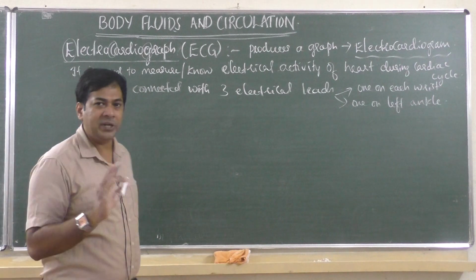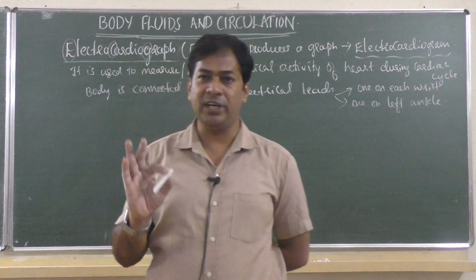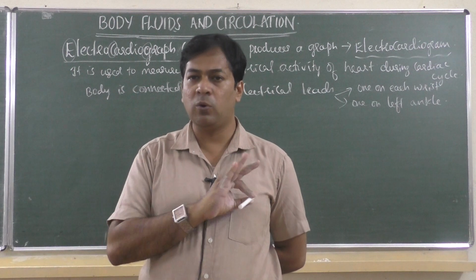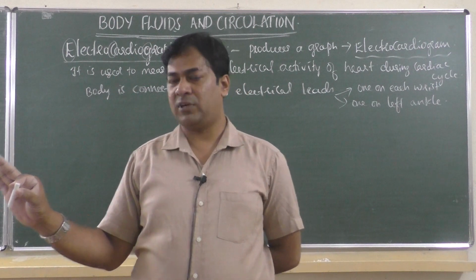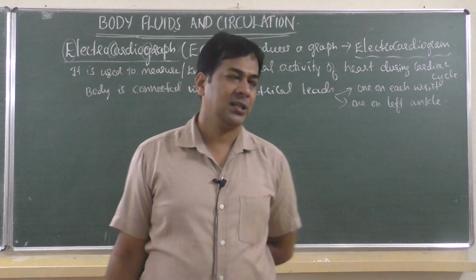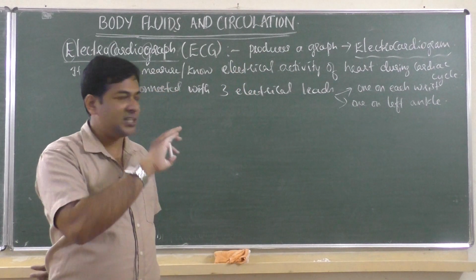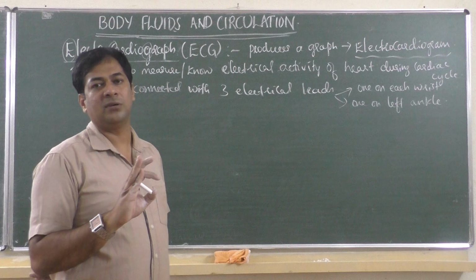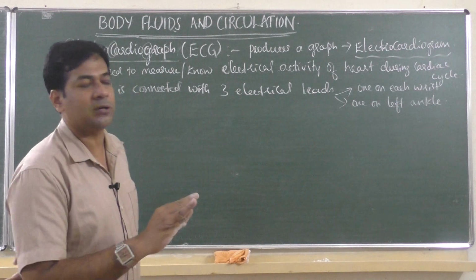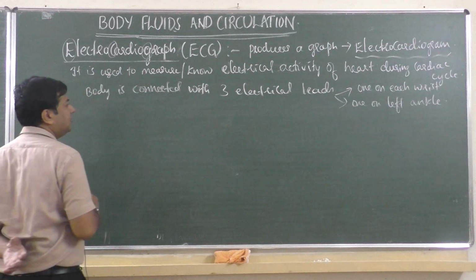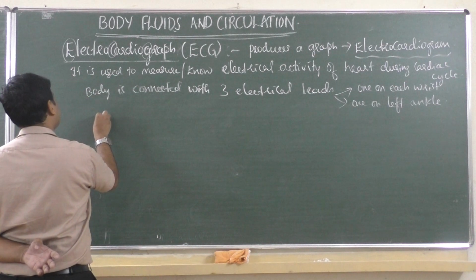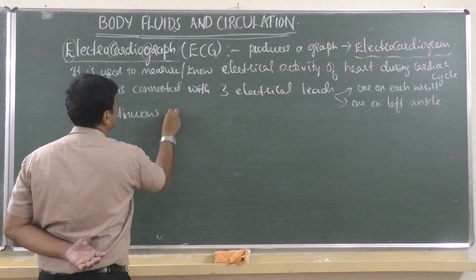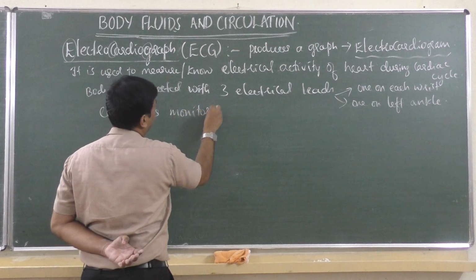Then why are these 3 connected? To continuously monitor that person. Continuously monitor means they will see whether the heart function is changing at any moment in the whole 24 hours. If there is any change in the cardiac cycle, then they will come to know, they have to treat that person and bring it back to normal. So he is under continuous observation. That is why these 3 leads are connected to the body for continuous monitoring.